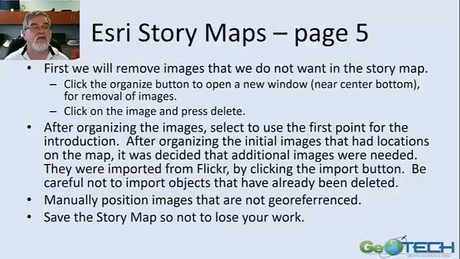The first thing I did at least was I removed all images I did not want to use. So I did click the organize button to open a new window, and I removed these images. Click the image basically and press the delete key. It's very, very simple. You can also import additional images from Flickr. Be careful not to import images that you already deleted, because those are not really good. As I said, the pictures that I manually georeferenced worked well, and they came out very, very accurate where they needed to be. Make sure you are constantly saving your work so you don't lose it in the story map.